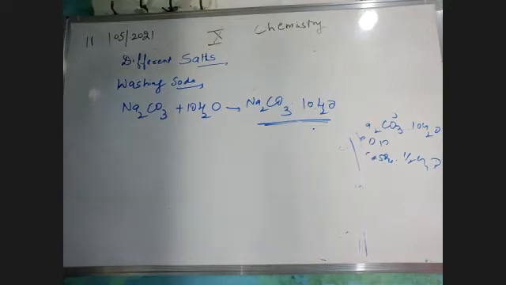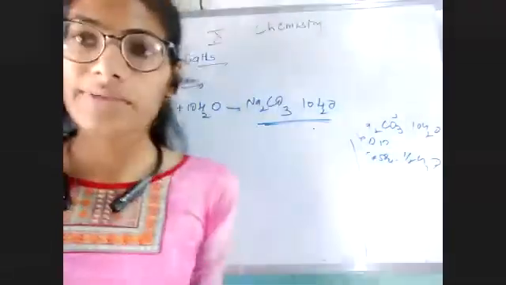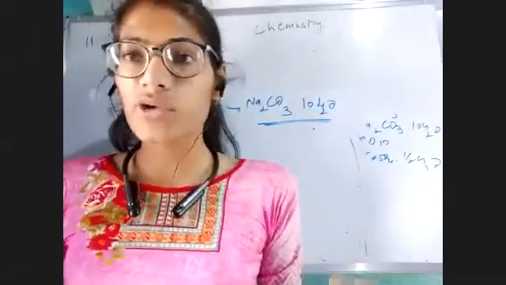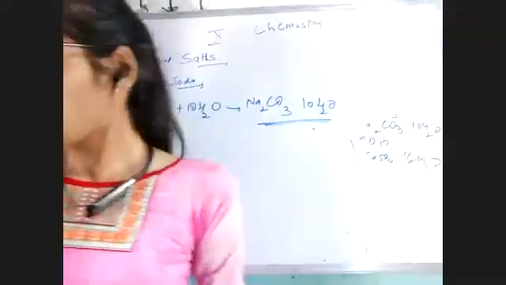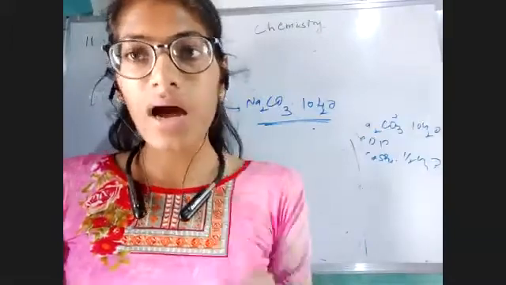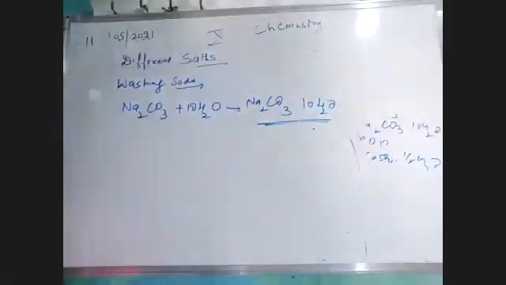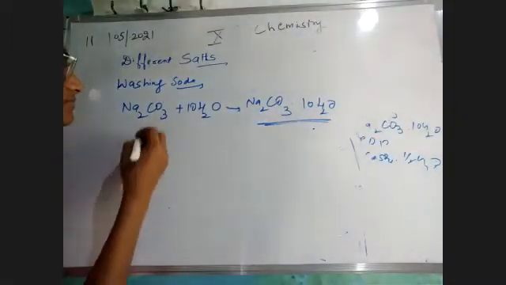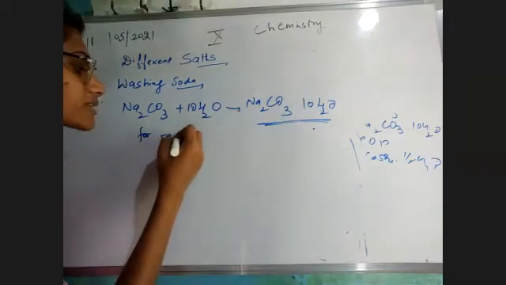Washing soda is used in the glass, soap, and paper industries, and it is used for domestic purposes. Quite obviously, since it is washing soda, it is used as a cleansing agent, and it is also used for removing permanent hardness of water. This is a super important topic: removing hardness of water.